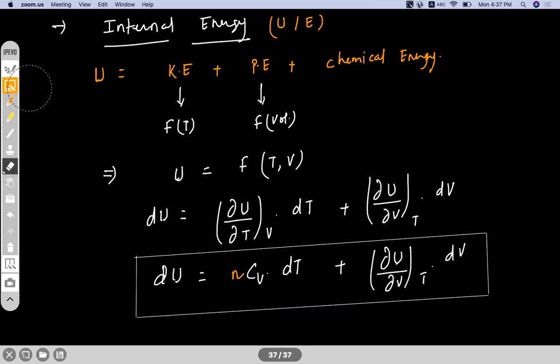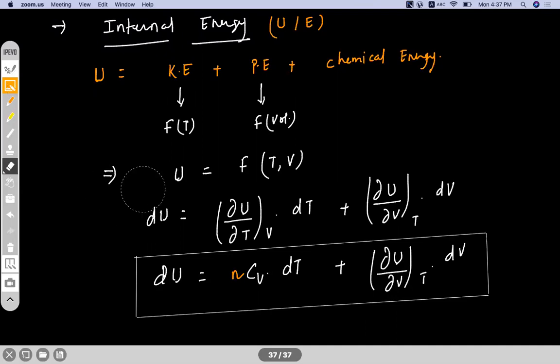You are writing dU equals n Cv dT, and Cv is defined at constant volume. Then why is the formula not applicable only for constant volume? It is applicable for all processes, whether the volume is constant or not. That is what you will understand from here.